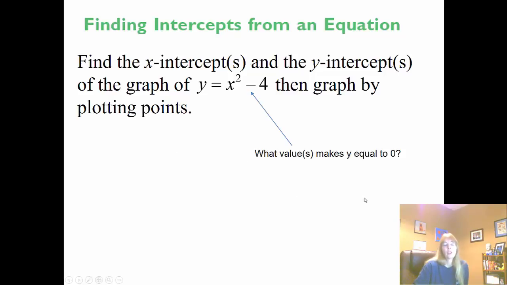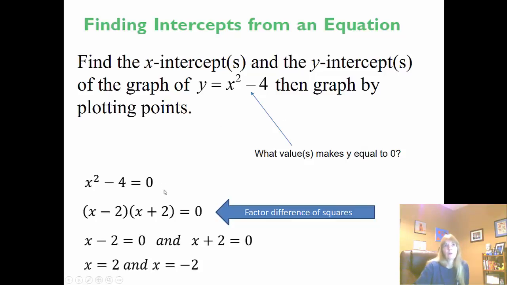So when you're finding intercepts, for example, if I want to know what value makes this equation equal to 0, I can set it equal to 0, which I did, and I can solve this and find the two x values for my x-intercepts. So in other words, I let y equal 0. So when y equals 0, that's an x-intercept. I have an equation here I can solve. I factored. I noticed that was the difference of two squares, and I solved it.